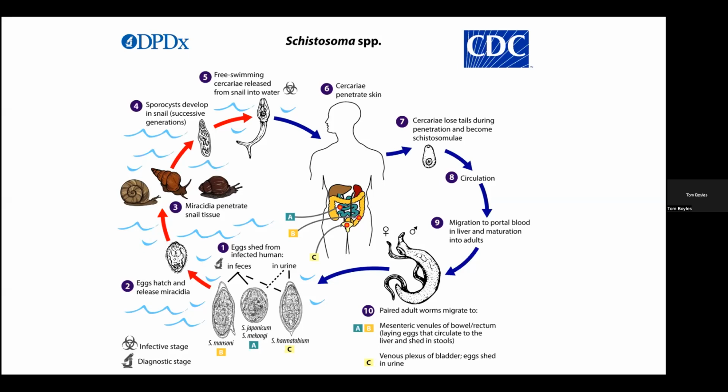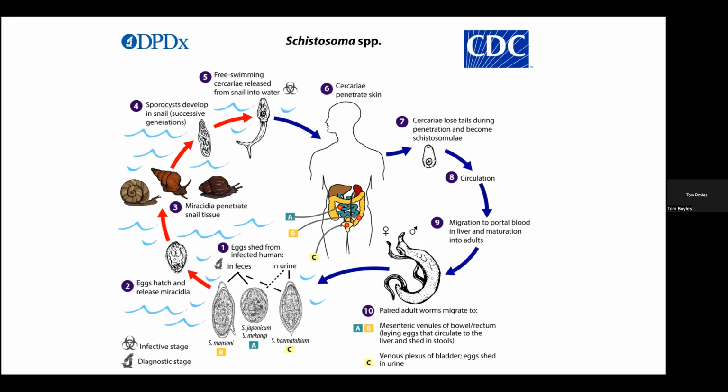And then again, it's sort of skipped over, but ultimately it seems to end up in the portal vein, where these develop into adult worms. And these are a male and a female worm intertwined. This is a mating pair. And these mating pairs then navigate somehow to different venous plexuses. So the one we're talking about here is the venous plexus of the bladder, which, as we'll come to later, is also related to the cervix.